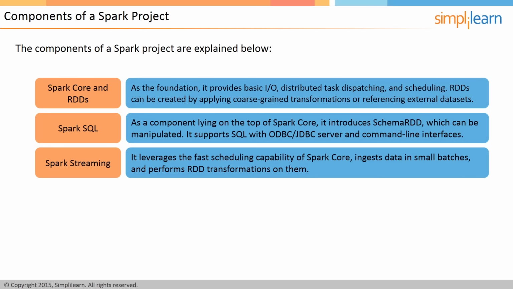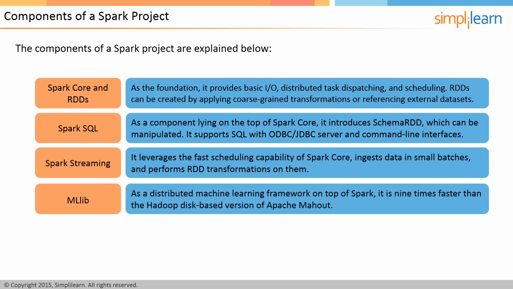Machine Learning Library lies on the top of Spark and is a distributed machine learning framework. With its memory-based architecture, it's 9 times faster than the Apache Mahout's Hadoop disk-based version. In addition, the library performs even better than Vowpal Wabbit. In addition, it applies various common statistical and machine learning algorithms.